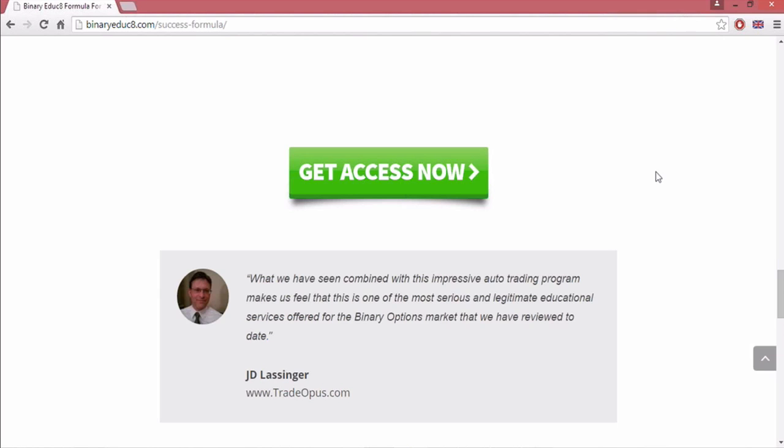Again, once you register, you will see on the bottom of the payment page, it will say go back to BinaryEduc8. Please don't miss this point. This is very important. Click on the go back to BinaryEduc8. It will then give you the ability to register with your information with the auto trader, and therefore you will be able to start doing your trading.